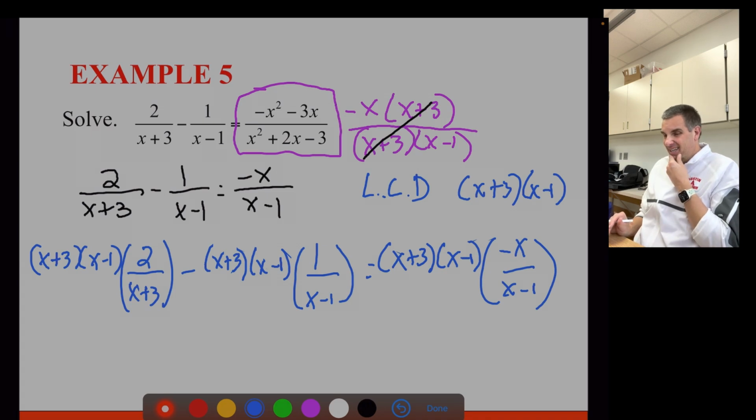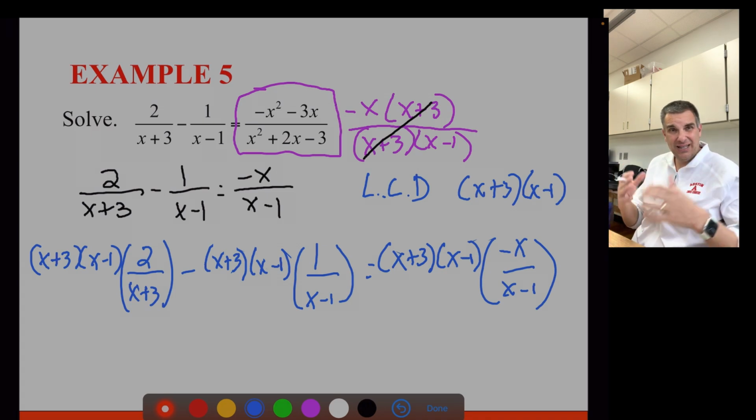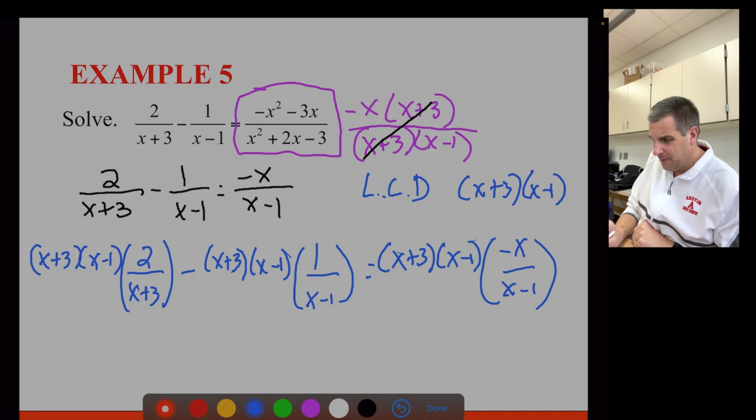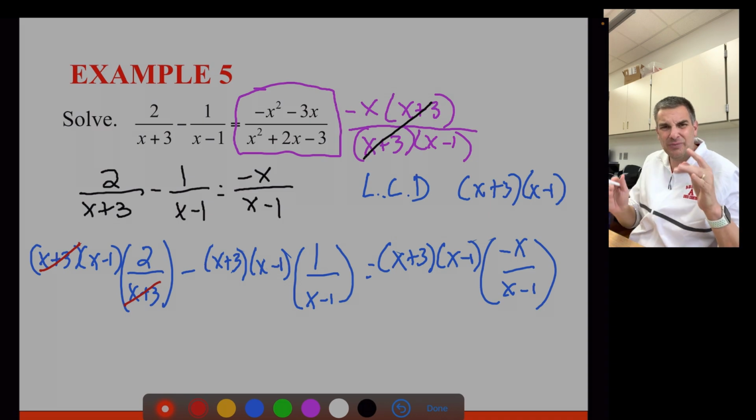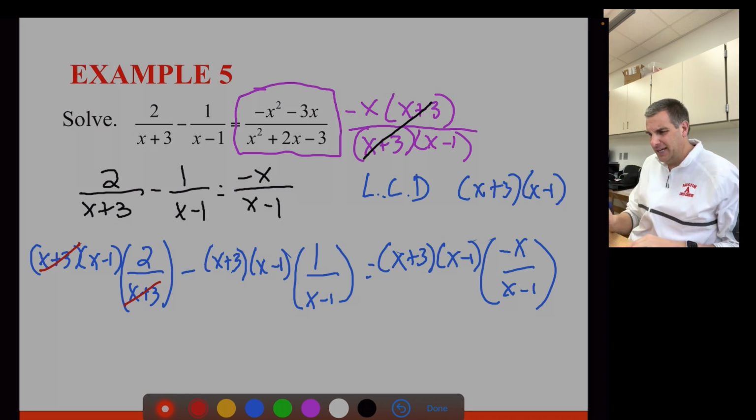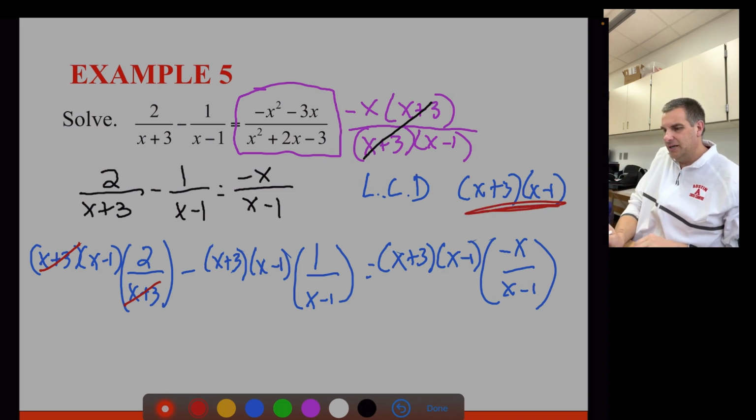Okay, so that's doing it this way. Again, I did it like I did the old one again. Nothing wrong with that. So the x plus 3's are going to cancel each other out. And again, if you're thinking about the last time, how would you look at it? If you compare the denominators, what's different? The x minus 1.